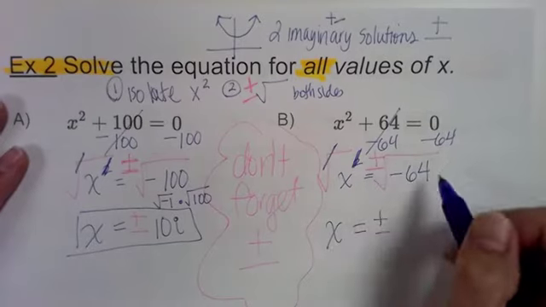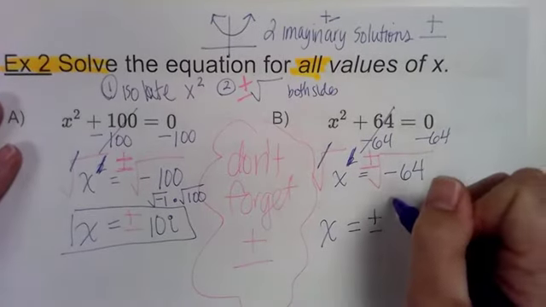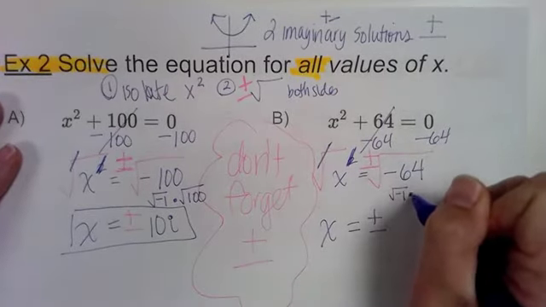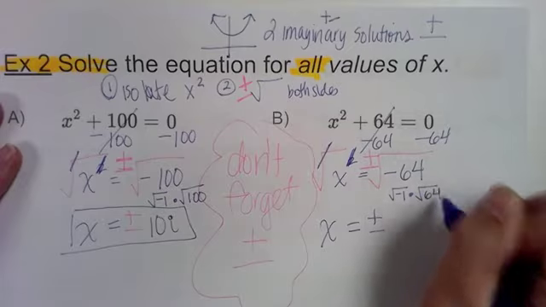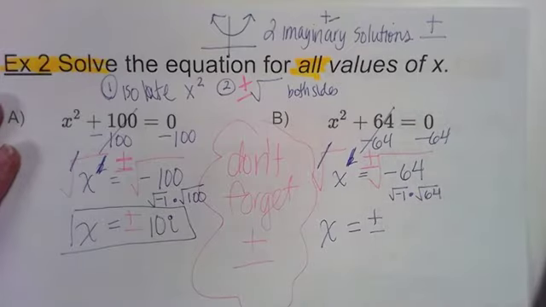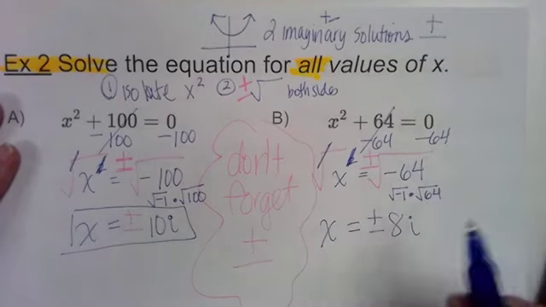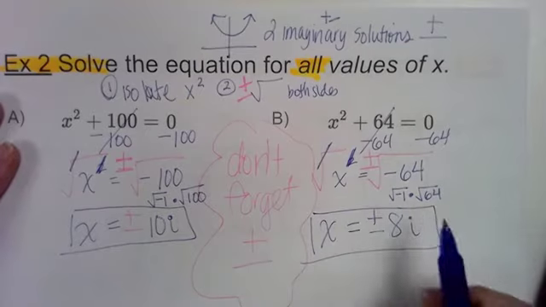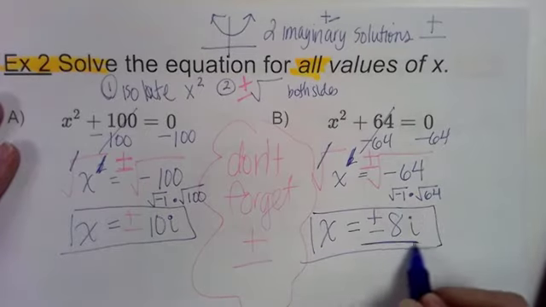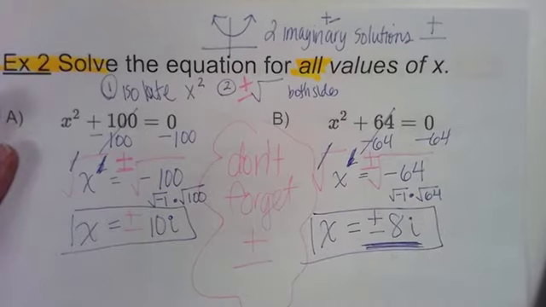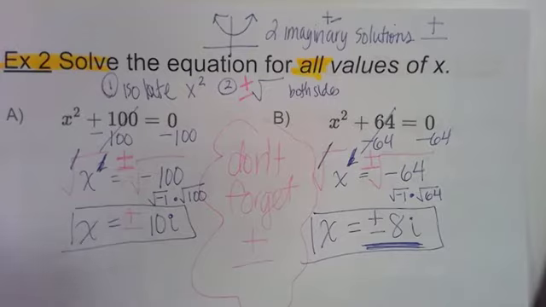And the square root of negative 64, I can break apart into the square root of negative 1 times the square root of 64. What's the square root of negative 1? I. What's the square root of 64? 8. So plus or minus 8i. In Delta Math, all you need to put in is the plus or minus 8i. You don't have to write x equals ever, unless it's asking for an equation. It's just solving. Questions on that?